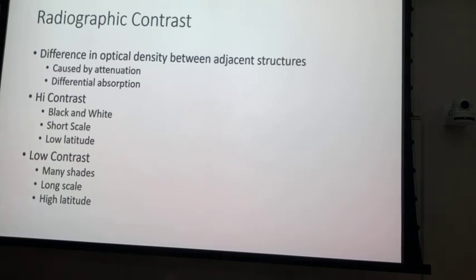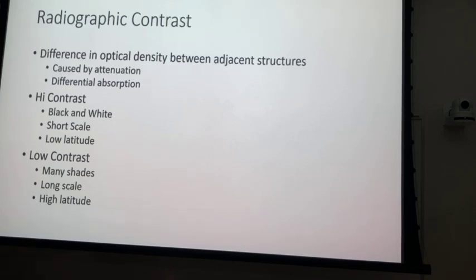It's just contrast. So contrast is the difference in optical densities caused by the differential absorption inside of the patient. High contrast just means black and white, it's short scale, and that's low latitude. Low contrast means we've got a lot of shades, we've got a long scale contrast, and it's high latitude. Okay?